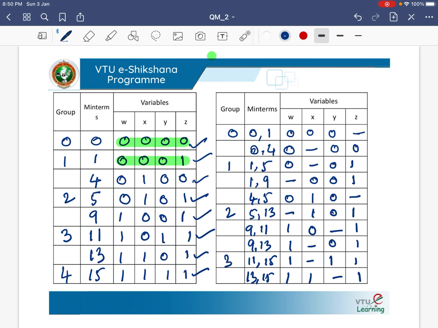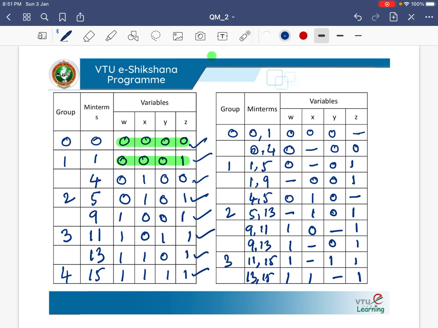Like this, we can combine the minterms in groups of 2. So the condition is, there has to be a single position change. Remaining all variables are to be the same. And where there is a position change, that has to be marked as dash.